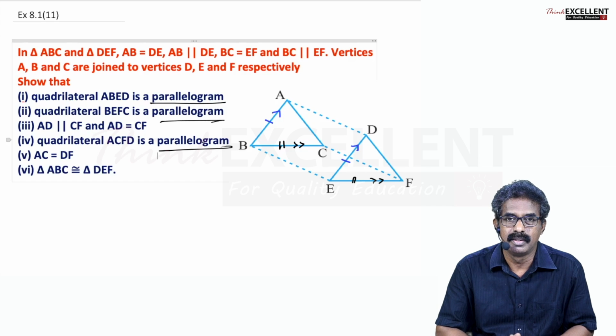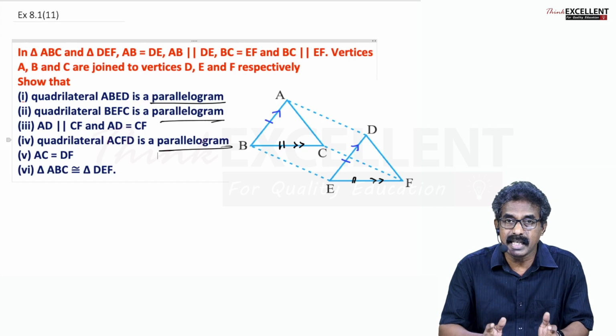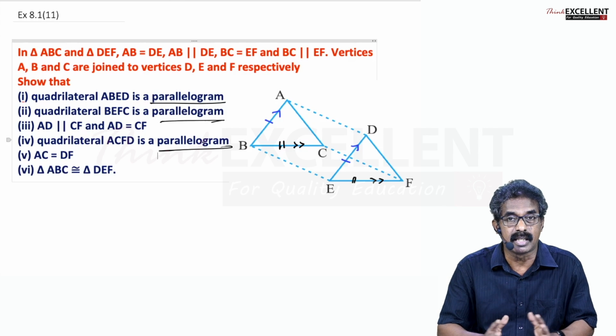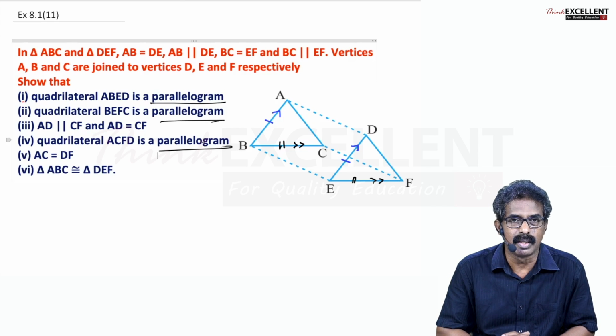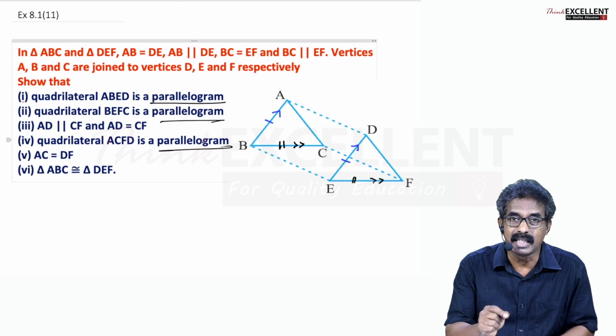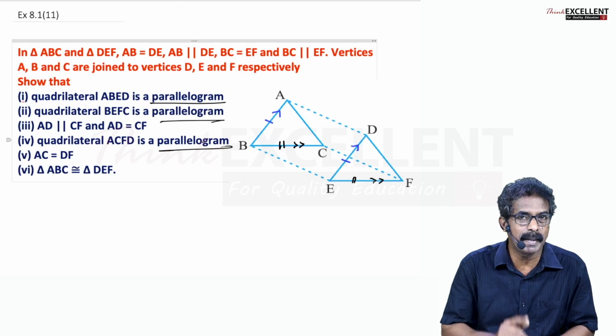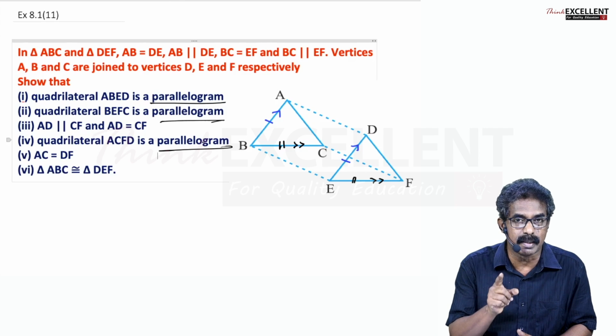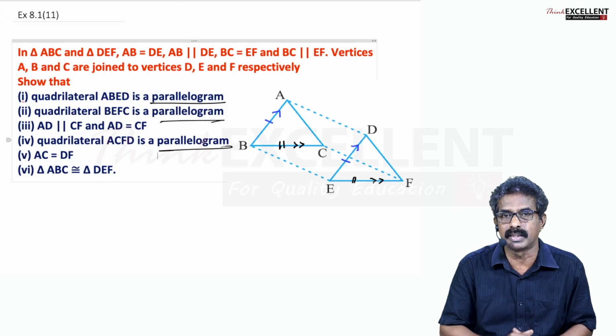Second case, 2 pairs of opposite sides are equal. So opposite sides are equal. And the third one, 1 pair of opposite sides are parallel and equal. Here we are talking about 1 pair only, just 1 pair of opposite sides, but 2 conditions. They must be parallel and they are equal, then you can say it's a parallelogram.